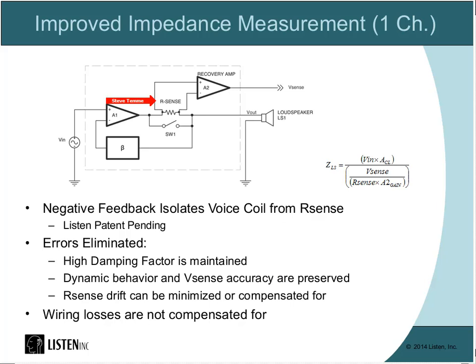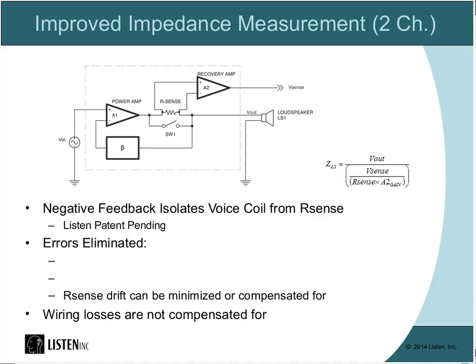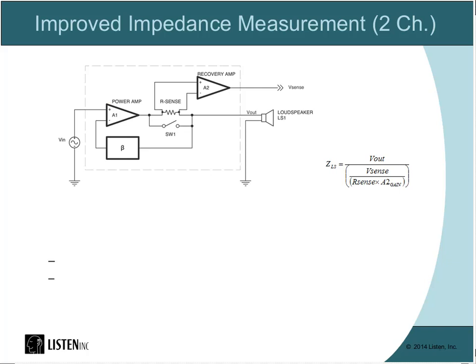However, we're still using one channel, and we're still not taking into account wiring losses or the cables to the loudspeaker. So it's not perfect, but there is a way to minimize that, and that, again, is just to use 2 channels, one to measure across the loudspeaker at the same time.